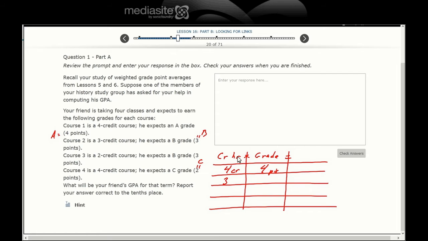Course 2 was 3 credits. I got a B in it. Course 3 is 2 credits, and I got a C in it. The last thing I need to do is some totals. So 4 times 4 is 16. 3 times 3 is 9. 2 times 2 is 4. If I add my credit hours column up, I get 9 credits. If I add my points up, I got 29.